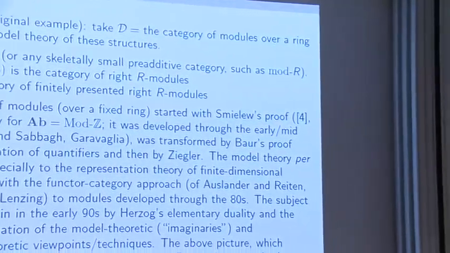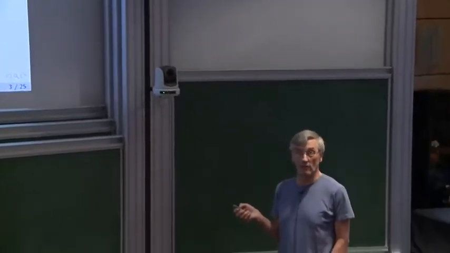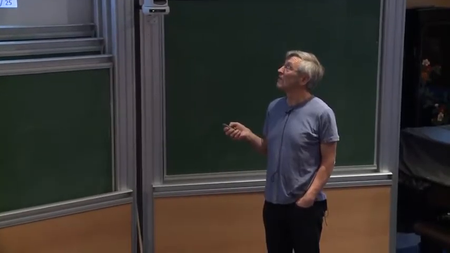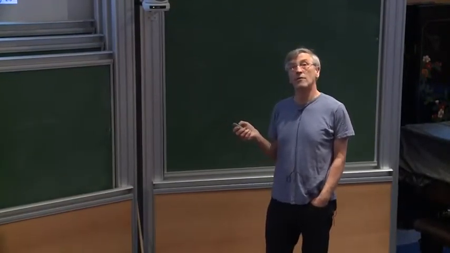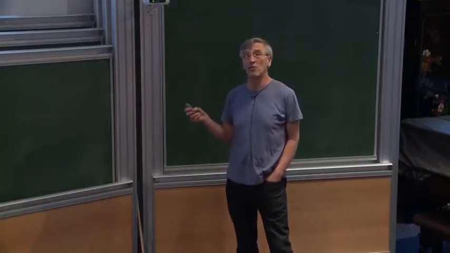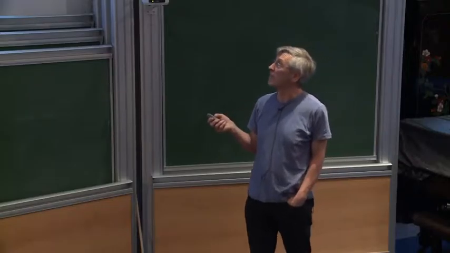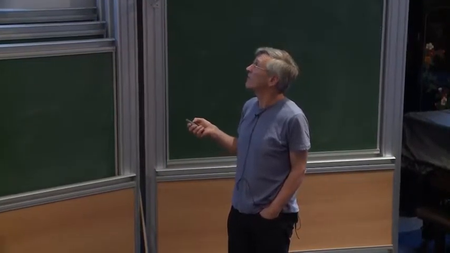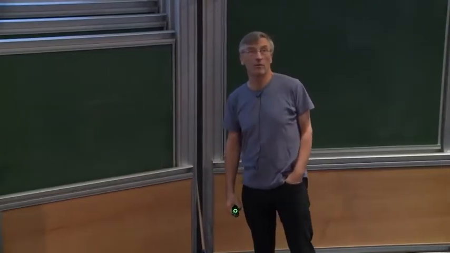And then there were more connections being made with the functorial approach to model theory. Then Ivo Herzog realized that the duality, which had been seen in part, actually extended further into the picture. He also introduced this category of pp-imaginaries, which I will define, and that again changed the viewpoint a lot.